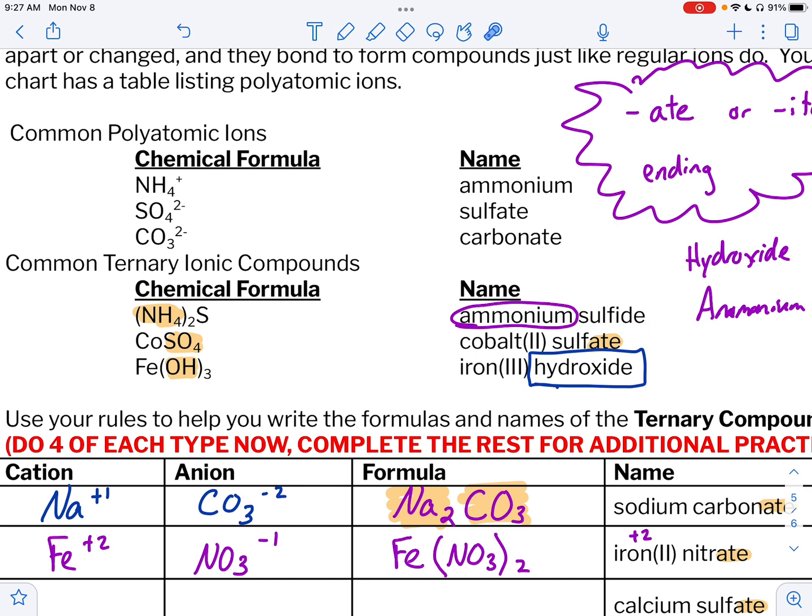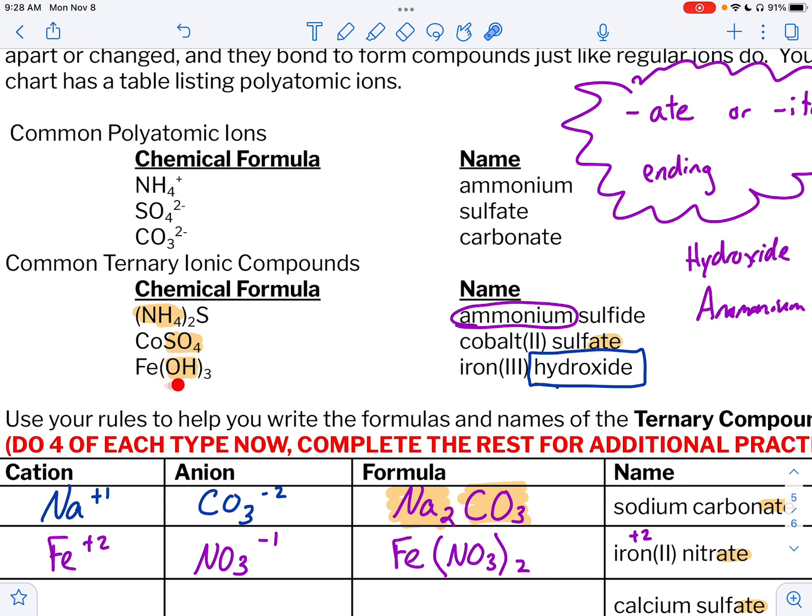Polyatomic ions can also hook onto the negative spot for a compound. So in this case, we have cobalt and sulfate. The ate ending indicates that it's SO4, and each SO4 has a -2 charge. With one cobalt, that means the cobalt is using its +2. So we would say cobalt(II) sulfate.